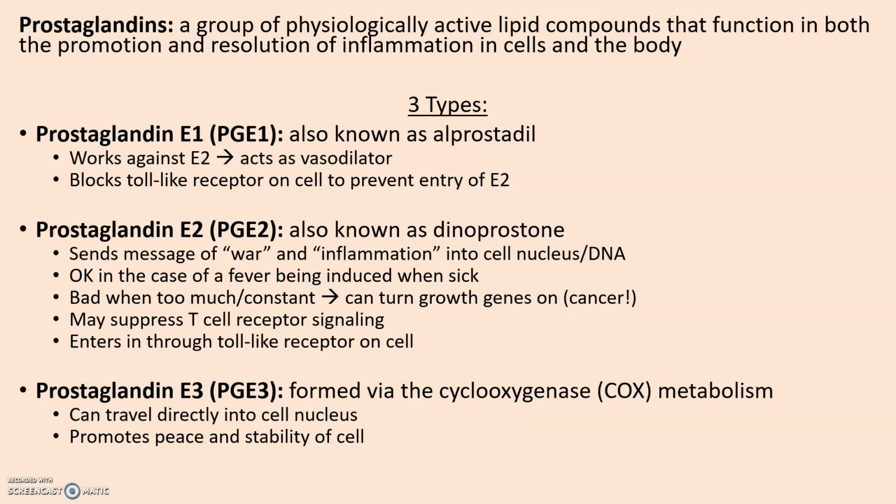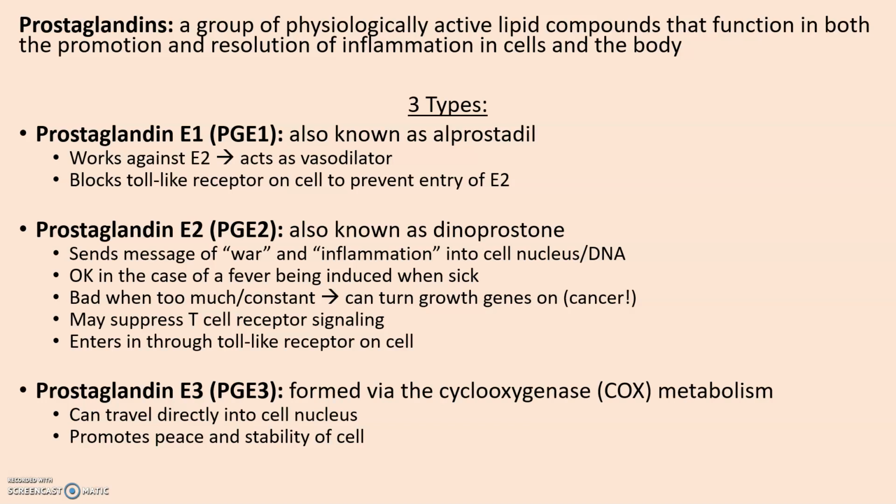And so prostaglandins then are a category of eicosanoid. Specifically, they are a group of physiologically active lipid compounds that function in both the promotion and resolution of inflammation in cells in the body. So as I've mentioned so far, we're going to have some of these that are involved in inflammation and some of these that are involved in the resolution of that inflammation, a dual component there. So there's going to be three main types that we're going to be talking about today.